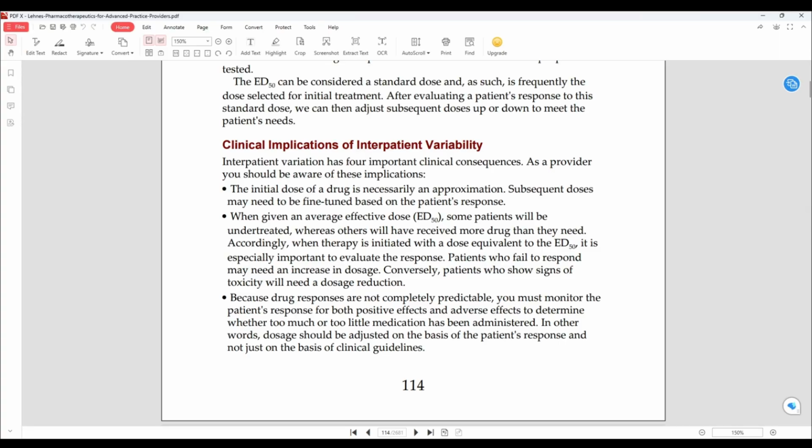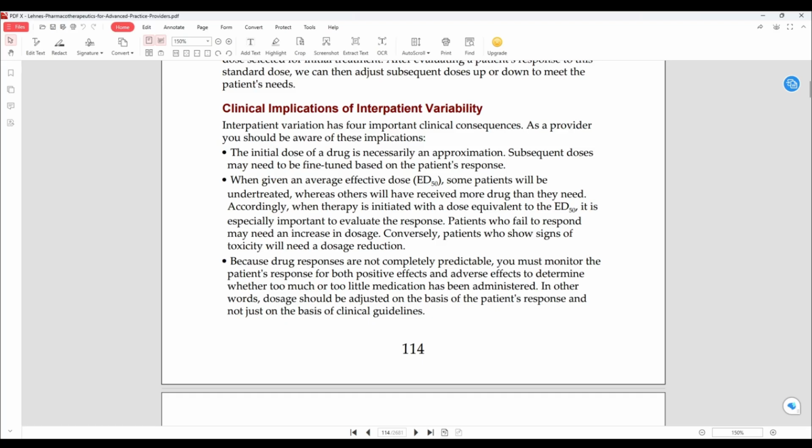Clinical implications of interpatient variability. Interpatient variation has four important clinical consequences. As a provider, you should be aware of these implications. The initial dose of a drug is necessarily an approximation. Subsequent doses may be needed to fine-tune based on the patient's response.